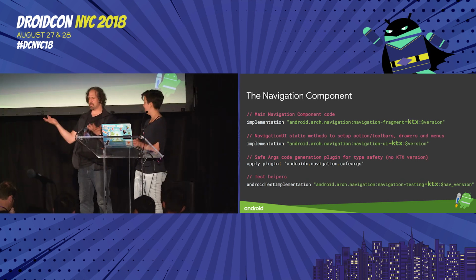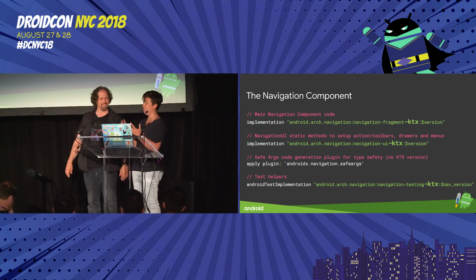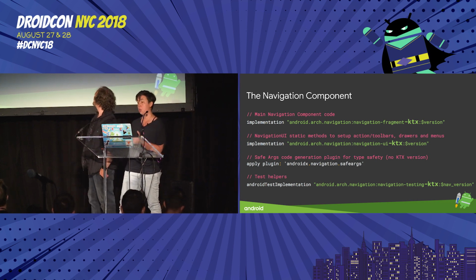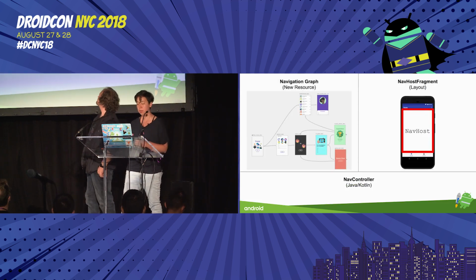Yeah, there's a lot of stuff to it. Don't forget some of these things. If you're writing Kotlin, you just pop a little KTX on the end of those, and you don't need to have the other form of the dependencies, which is for Java.